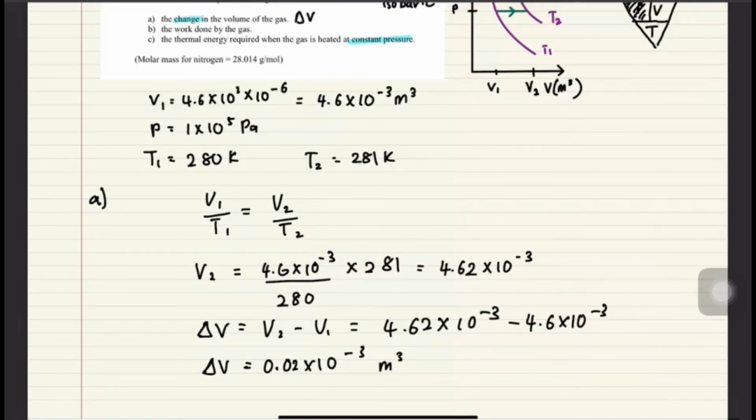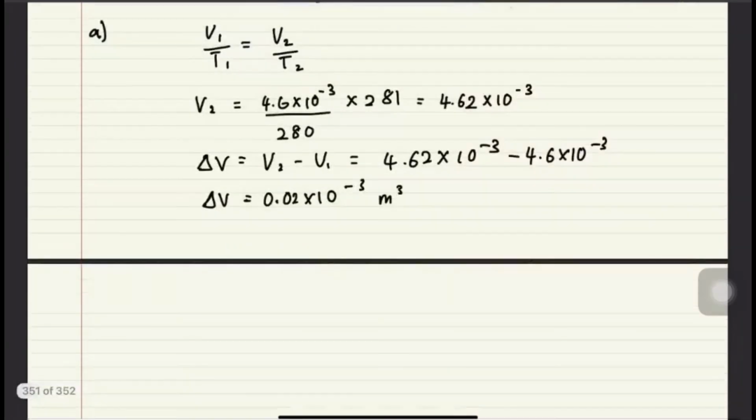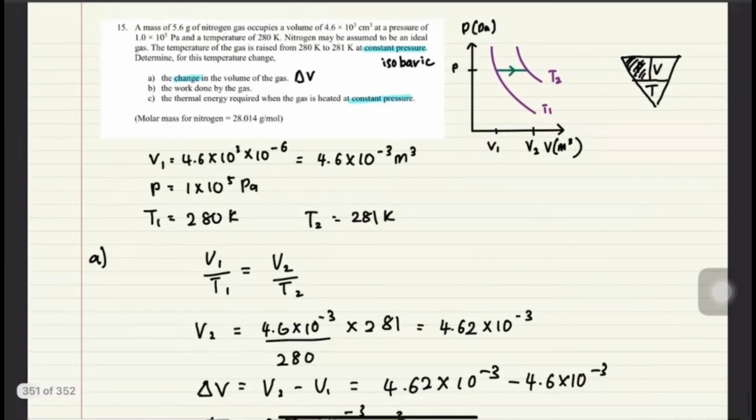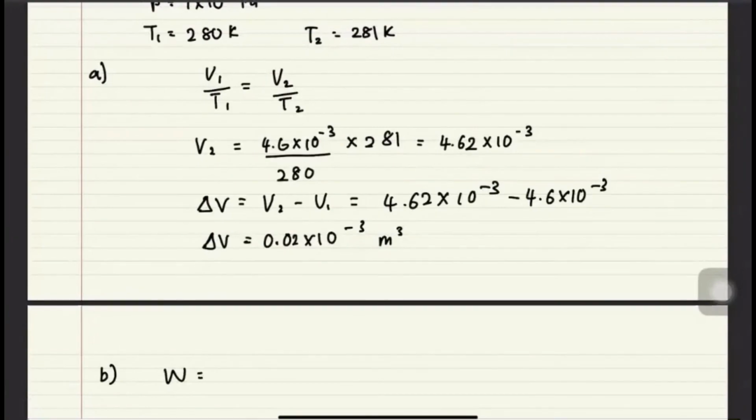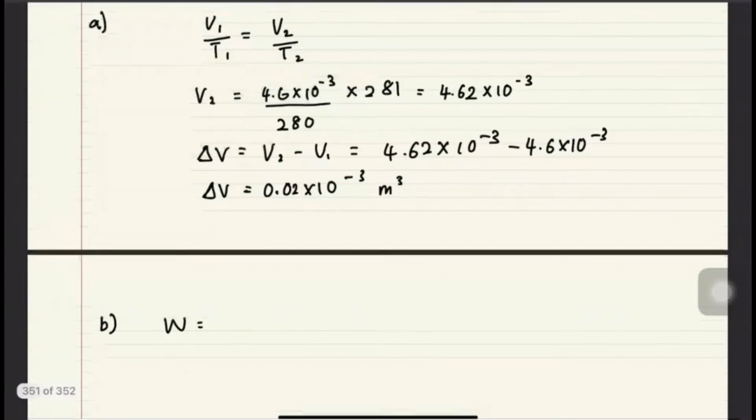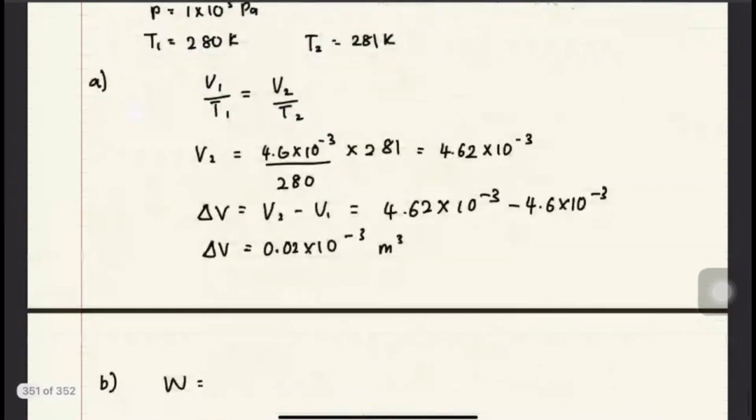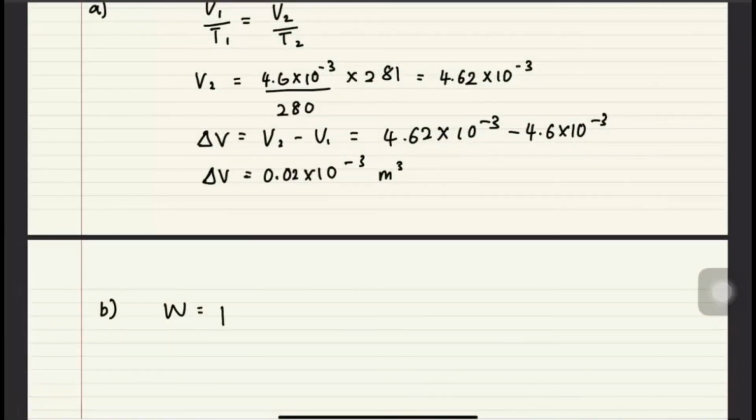Question B says the work done by the gas. I want to calculate work done. Now we already have P, V1 and V2. Is this isothermal? No. So which work formula do we use? P delta V, yes. Alternatively, you can use area under the graph if you want to. We have enough information anyway. Earlier I calculated using area under the graph.